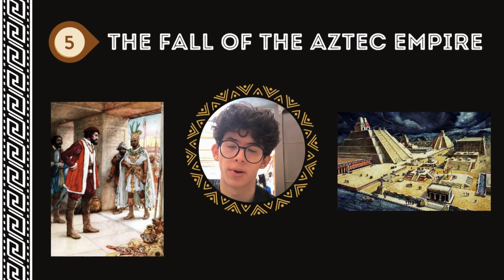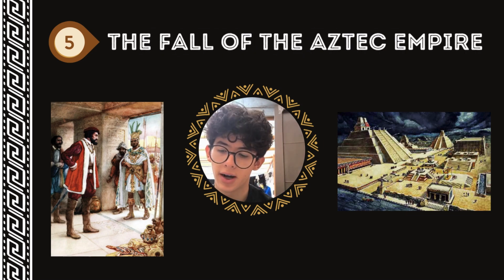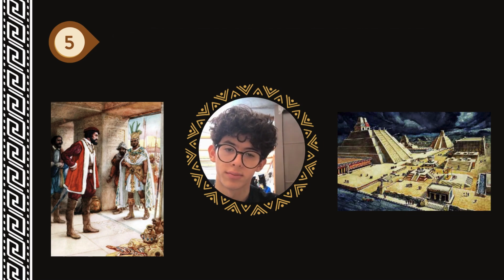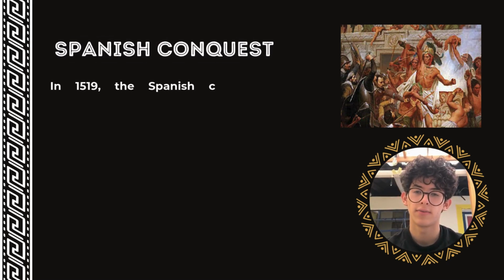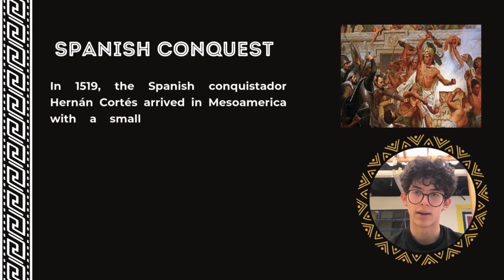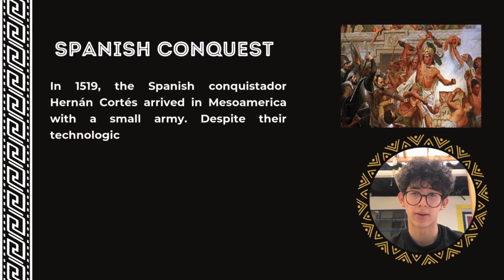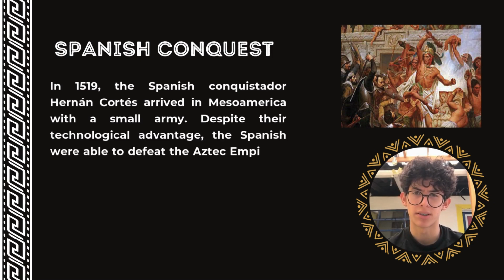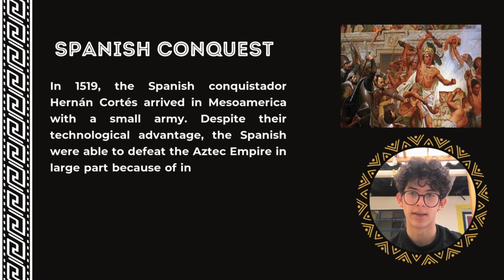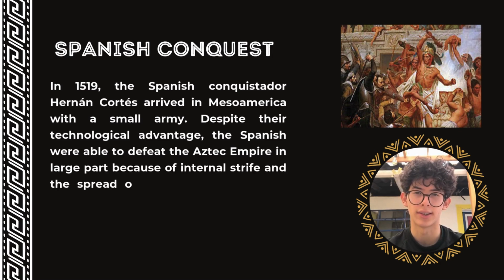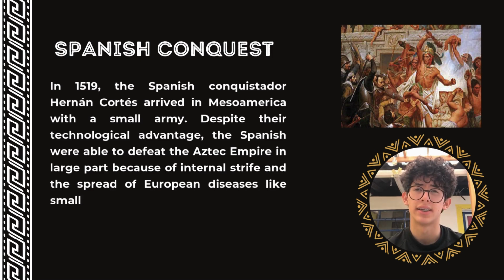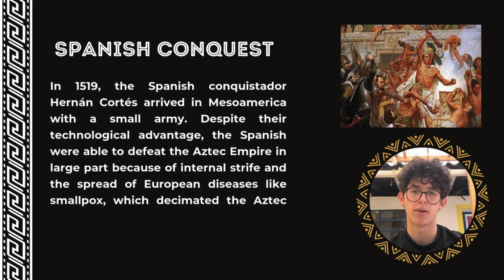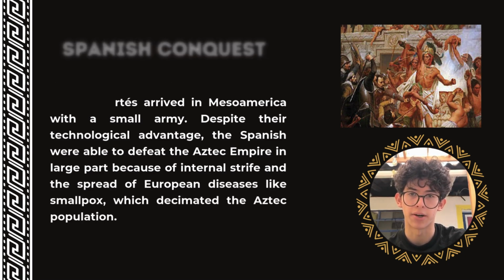Now we're going to talk about the fall of the Aztec Empire and analyze its causes. In 1519 the Spanish conquest started, when Hernán Cortés arrived in Mesoamerica. Despite their weapons, it wasn't the principal way in which the Spanish conquered the Aztec Empire. It was thanks to the diseases they brought, for example smallpox, which killed a lot of people of the Aztec Empire.